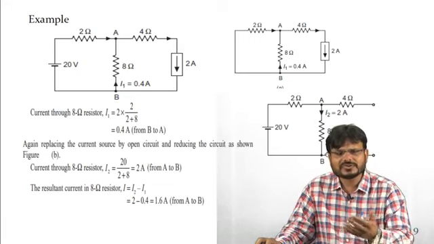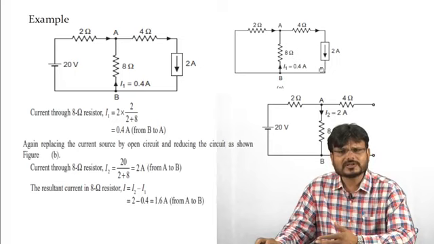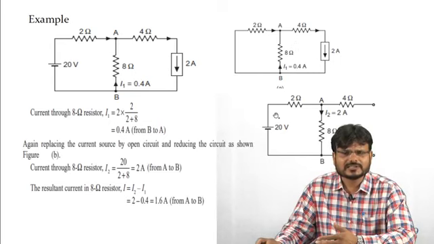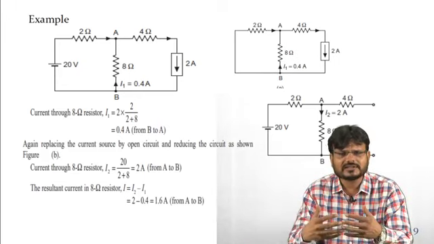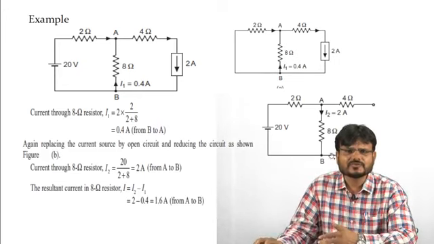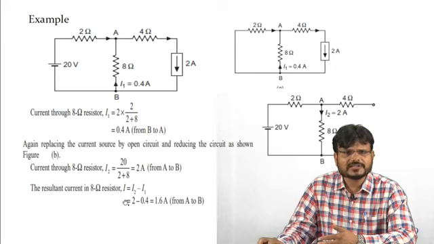So you can notice here, when you were considering this 22 ampere current source, the direction of the current was from B to A. When you are considering this 20 voltage source, the current is flowing from A to B. That means the directions of the currents are opposite. So what will be the net current flowing through this 8 ohm resistance? It will be the algebraic sum. So the resultant current in the 8 ohm resistance is equal to what? I2 minus I1, because this I2 current is more in comparison to I1.